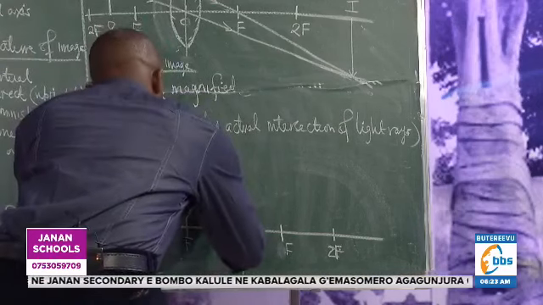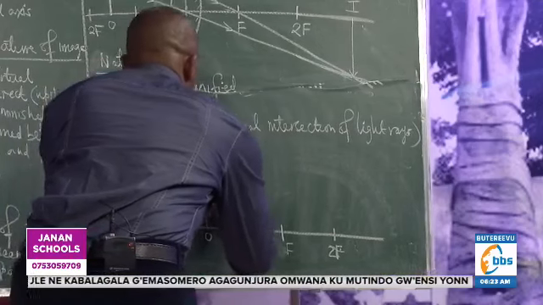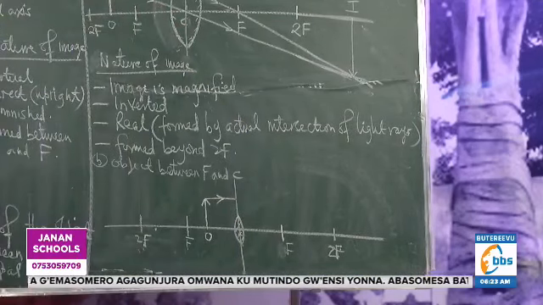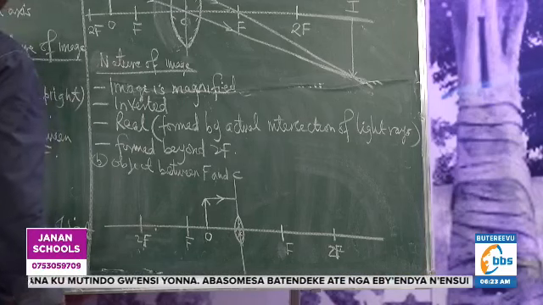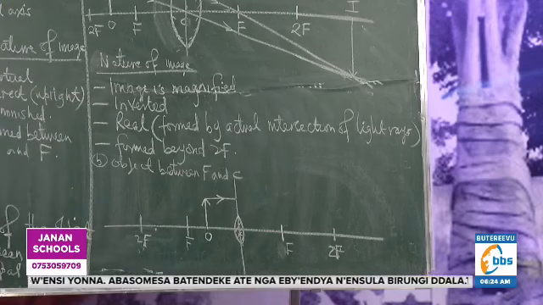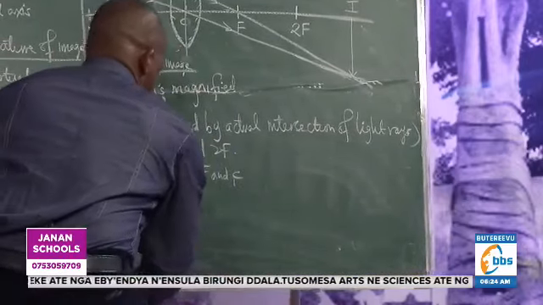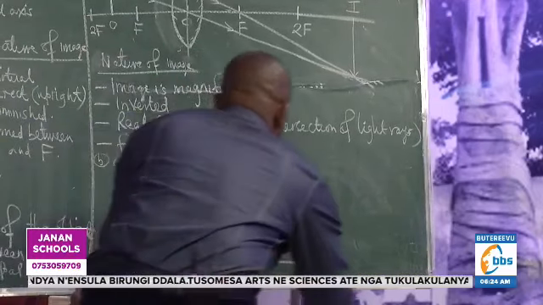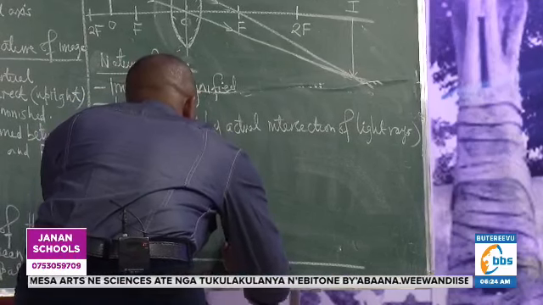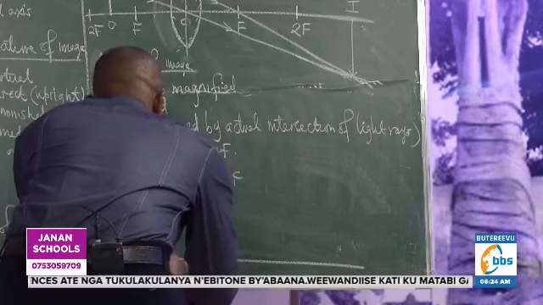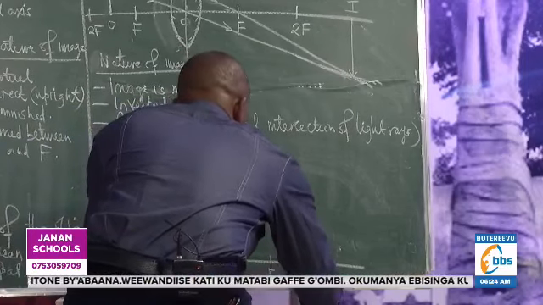If we have our object here, we still say that any ray that is parallel to the principal axis will be refracted. I need more space up, so let me redraw this and push it a little down. If I put this as my central line and place my lens over there, I put this as my 2F and this as my F. The same thing, the labeling must be thorough.